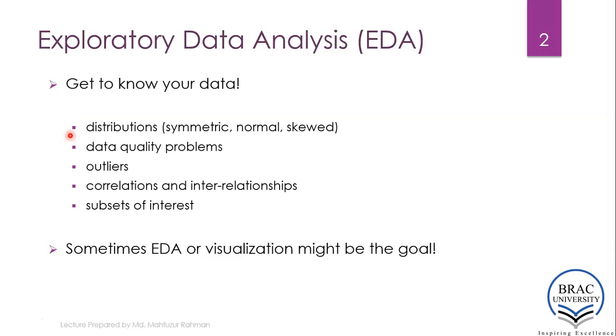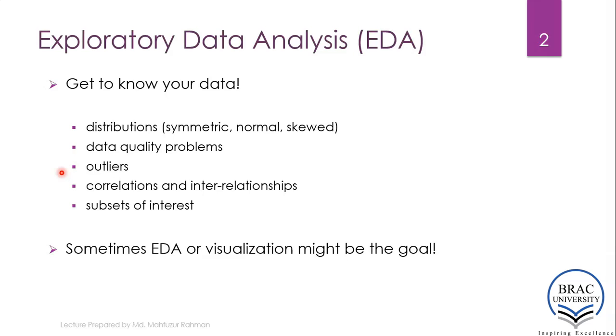Like first one, we have here distributions. That means how your data is distributed. Is it symmetric data? Is it normal or bell-shaped data? Or is it skewed? After that, we have data quality problems. That means, is there any kind of error or roughness in your data set available or not? You can find out those things too, and that can be done by exploratory data analysis.